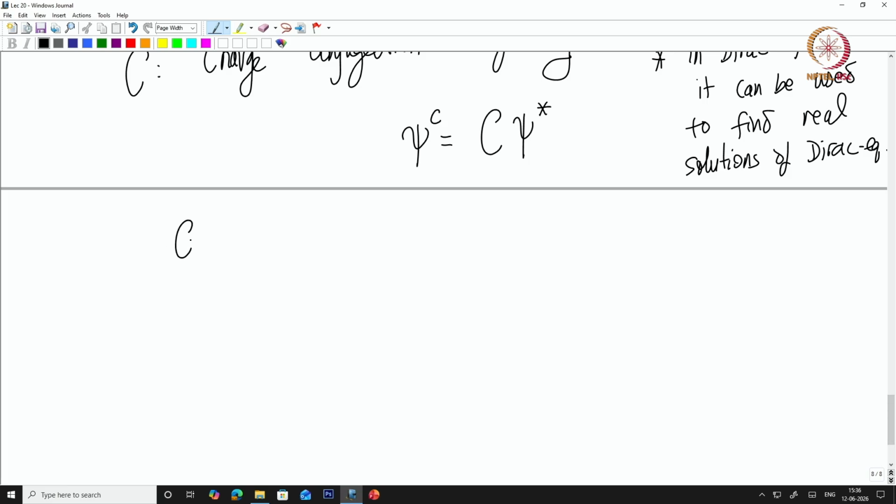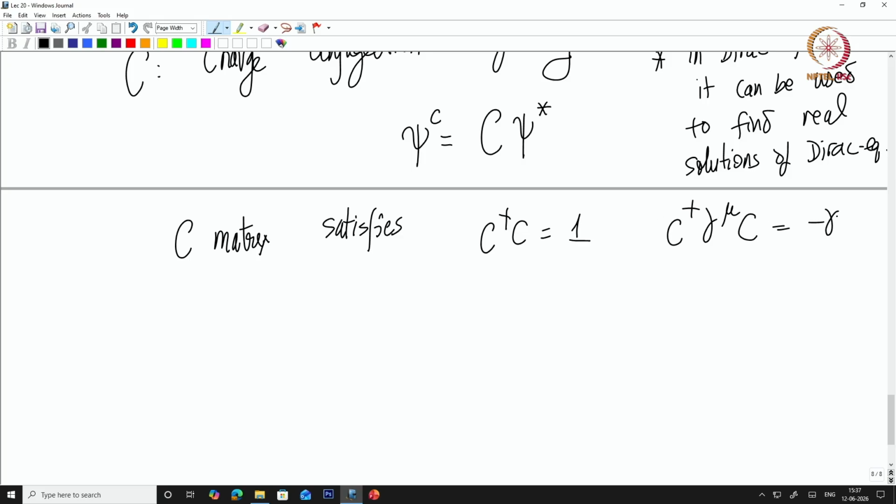This matrix C satisfies C dagger C is equal to 1 because it should be unitary, and C dagger gamma mu C is equal to minus gamma mu whole star. Okay, psi bar gamma mu C is equal to this. It is a unitary 4 by 4 matrix. Okay, it is unitary. Unitary means A dagger A is equal to 1, such thing essentially.